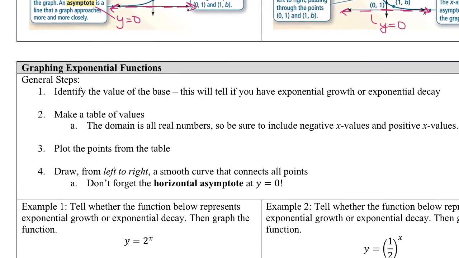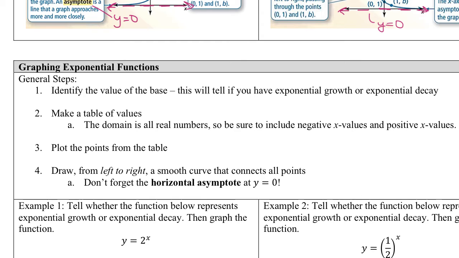There's a few steps. So identify the value of the base. This will tell you if you have exponential growth or decay. So if you are increasing from left to right or decreasing from left to right. Then make a table of values. So the domain is all real numbers. That means I can have any x I want, but I need to be sure to include negative and some positive x values. Once I have my table, plot the points.